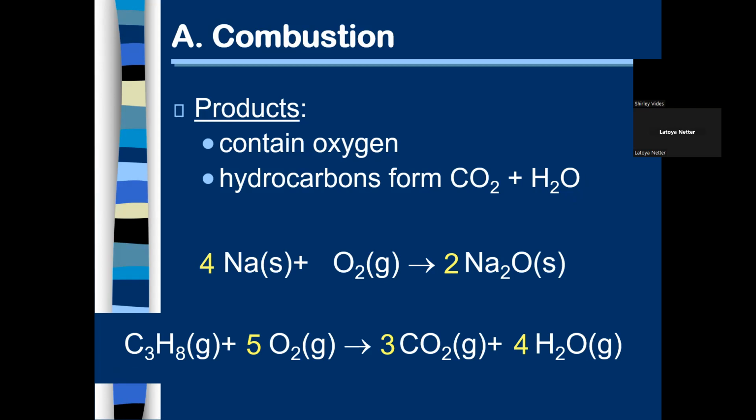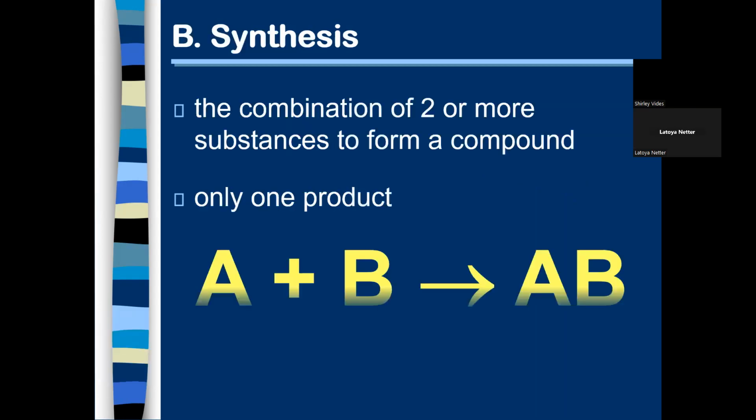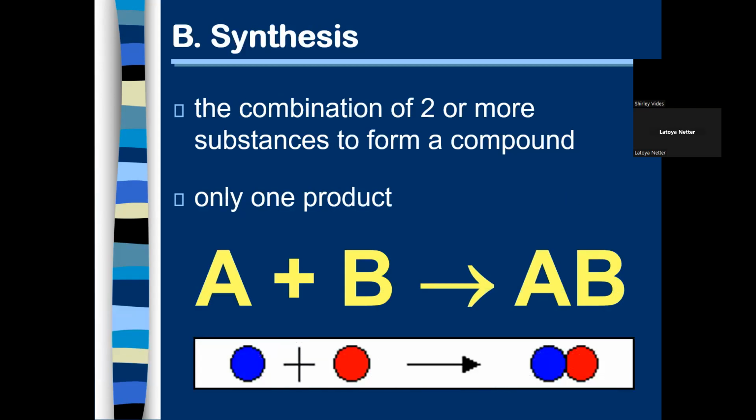That's the combustion. That's number 1. Number 2 is synthesis. If you're a visual person, you like the bottom. If you're more abstract, you like the A plus B. If not, you'll like what I'm about to say. You have 2 simpler substances becoming a more complex one.